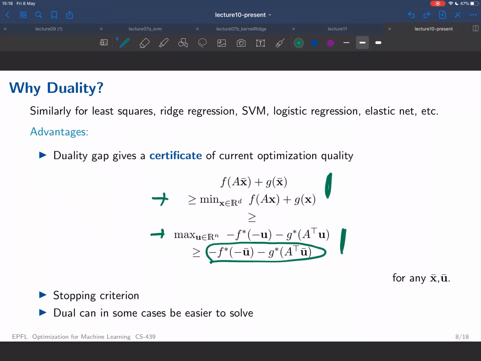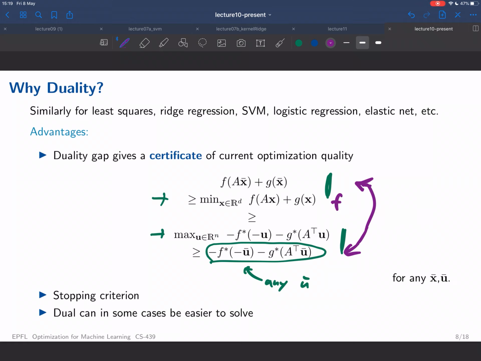So in practice, we have this x bar, which is our approximation. We have any u bar. You can put anything there. You don't have to be super creative. So for any u bar you choose, maybe you just choose a random one, or maybe you have an approximate solver which gives you a dual point which it thinks is a good one. Whatever you put, you will know that this term here is smaller than, and your optimum is in between here.